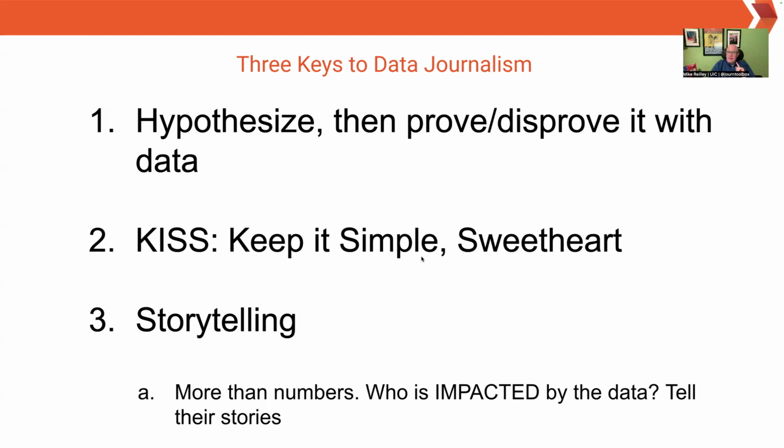The KISS method, keep it simple, sweetheart. You always want to keep things simple. Don't try to overextend yourself and create your first Google map with 10,000 plot points. Do something simple, a smaller data set. Keep it simple. The writing you need to keep very simple and straightforward so the readers can understand it. Your maps and graphics need to be simple.